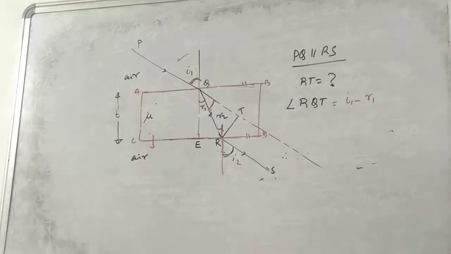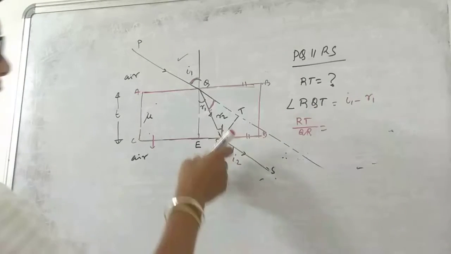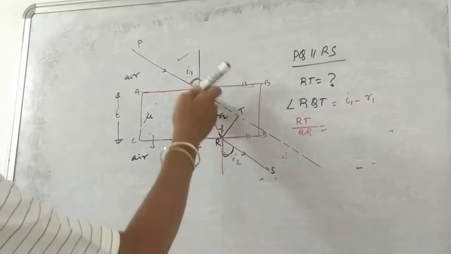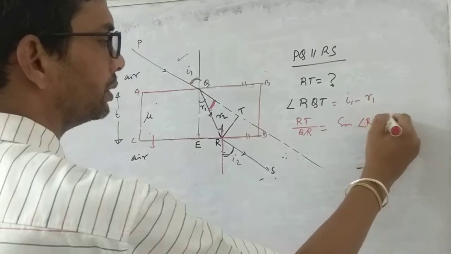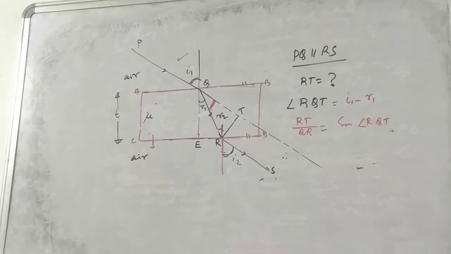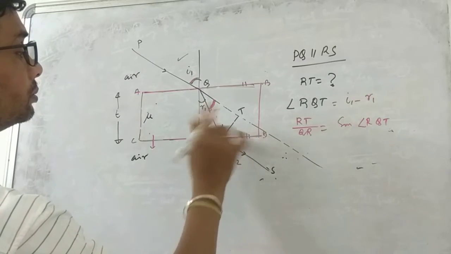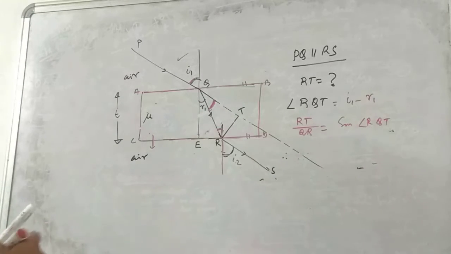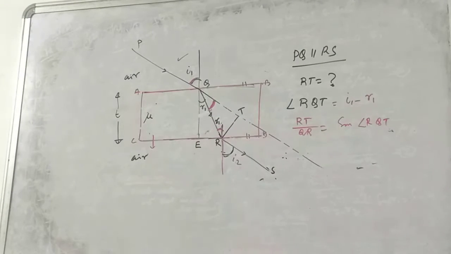Okay, now RT by QR, this is height and this is hypotenuse, perpendicular by hypotenuse, this is sine of this angle RQT. This angle is actually r2. This is our r2. Okay, angle RQT is i1 minus r1.